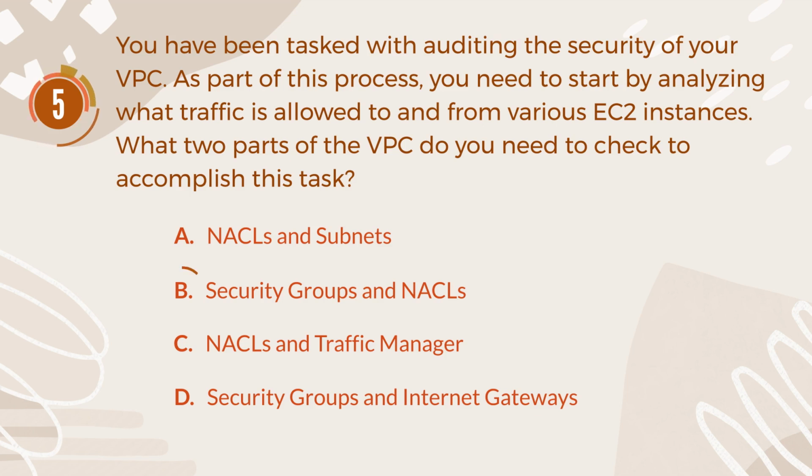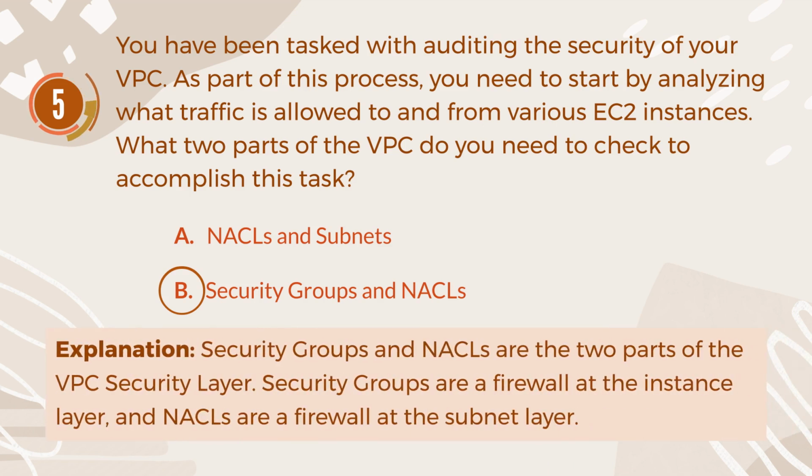The correct answer is B. Security groups and NACLs. Explanation. Security groups and NACLs are the two parts of the VPC security layer. Security groups are a firewall at the instance layer, and NACLs are a firewall at the subnet layer.